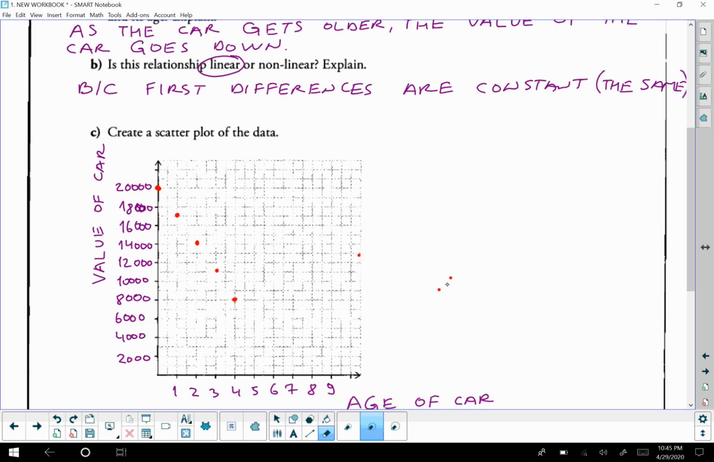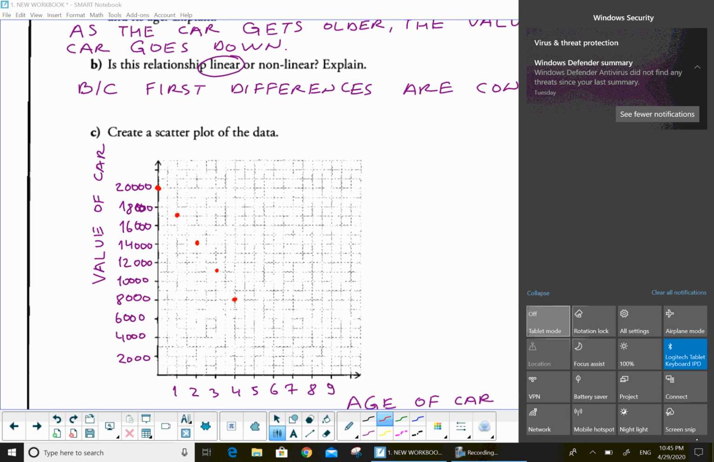Oh no, it is wherever I put my hand, it's making this, but I shouldn't be doing that. Anyways, it's because I'm not in the, oh yeah, I am in tablet mode.